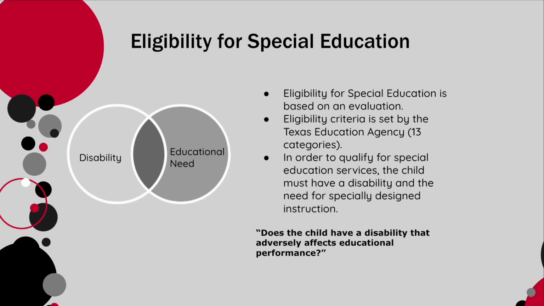The guiding question we always ask is, does the child have a disability that adversely affects educational performance? If the answer is yes, the child needs instruction that is tailored specifically for them, then they are eligible for special education services. This process ensures that every child who needs additional support can receive it, and that decisions are made thoughtfully, based on data, collaboration, and what is best for each individual learner. And as always, parents are essential partners throughout this entire process.